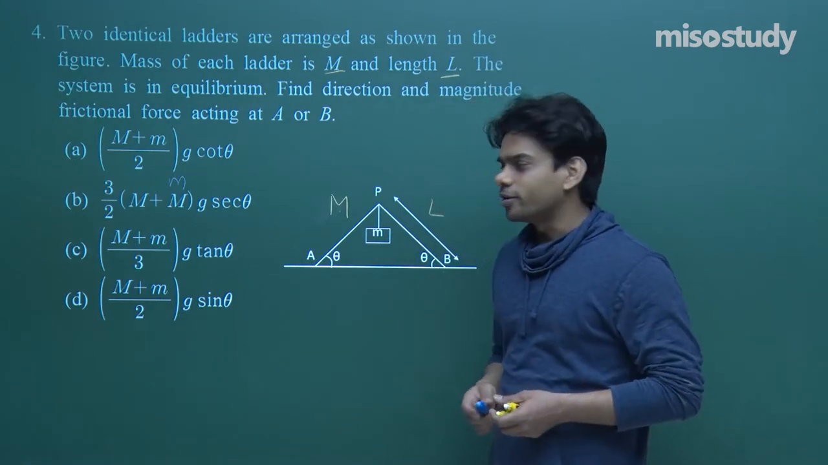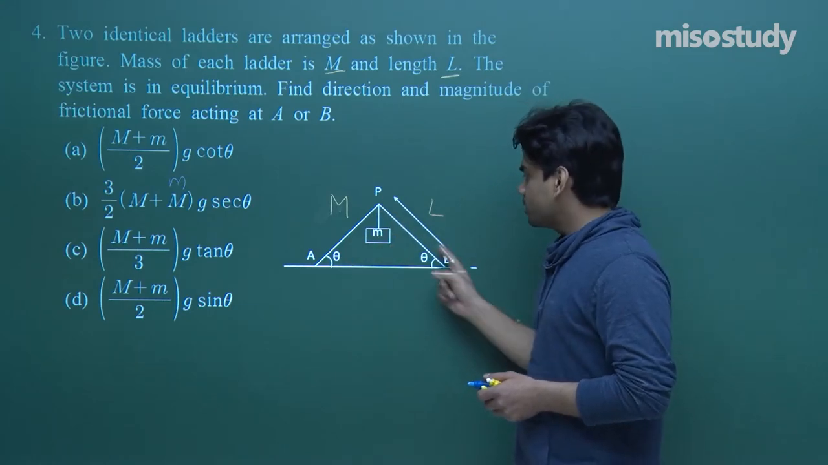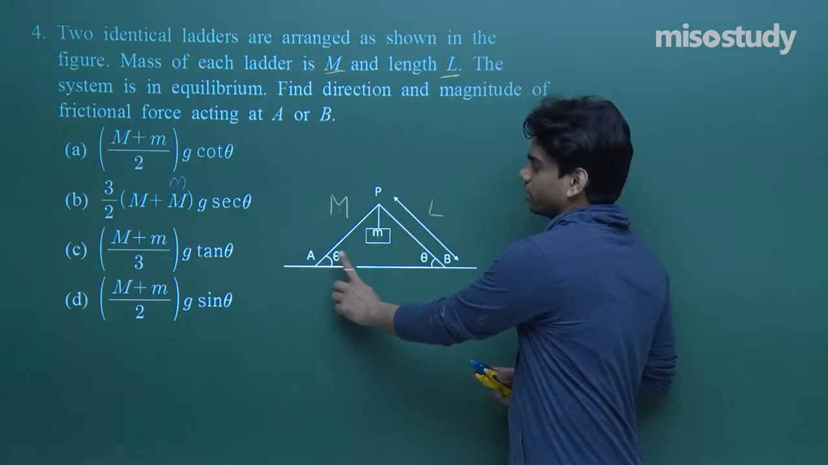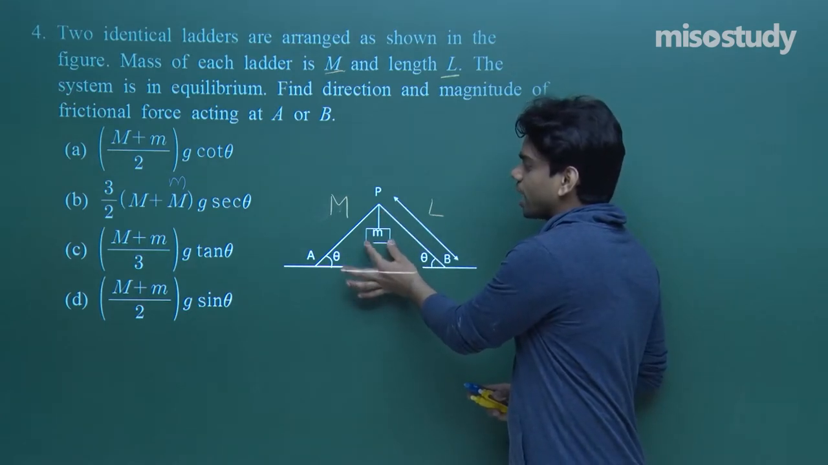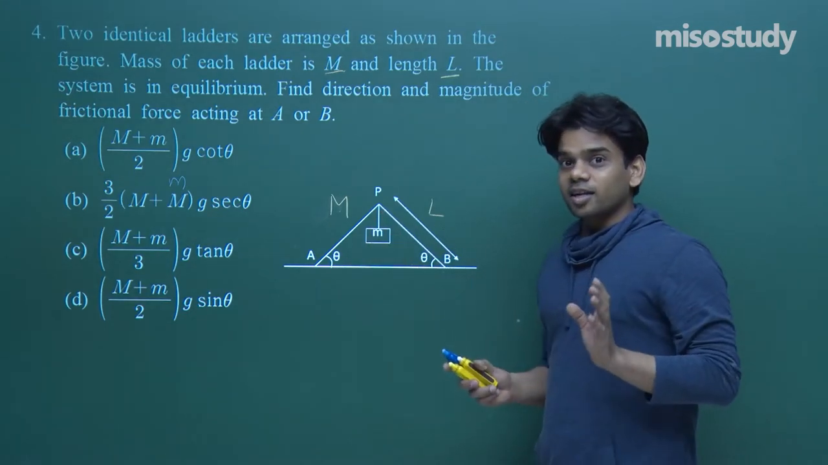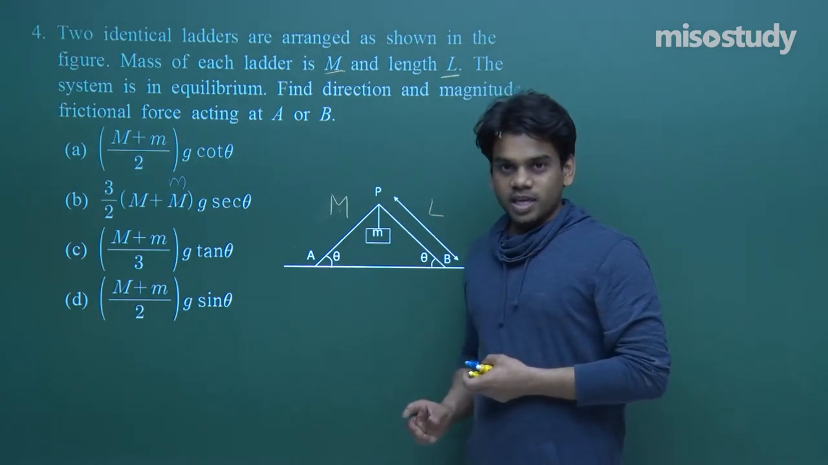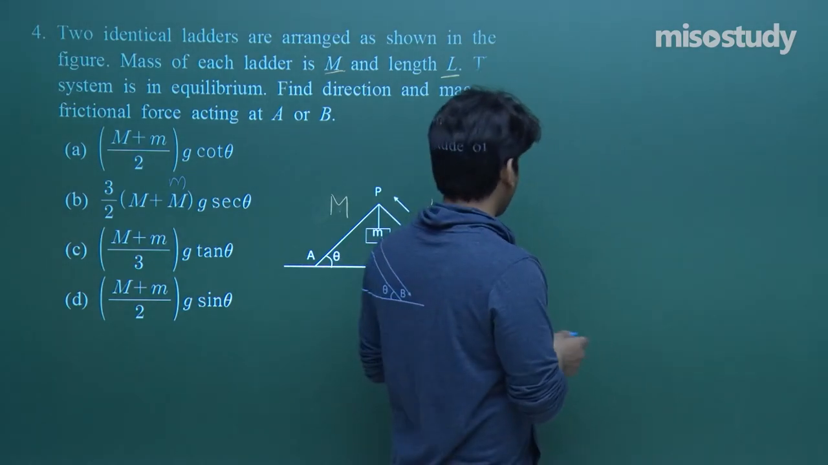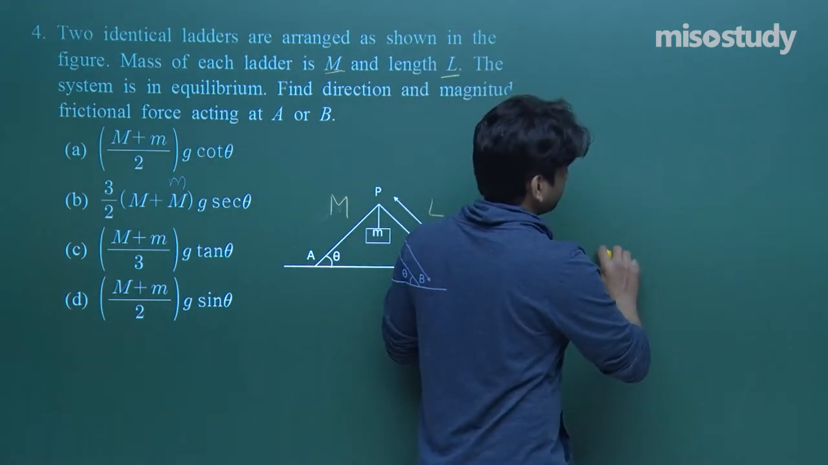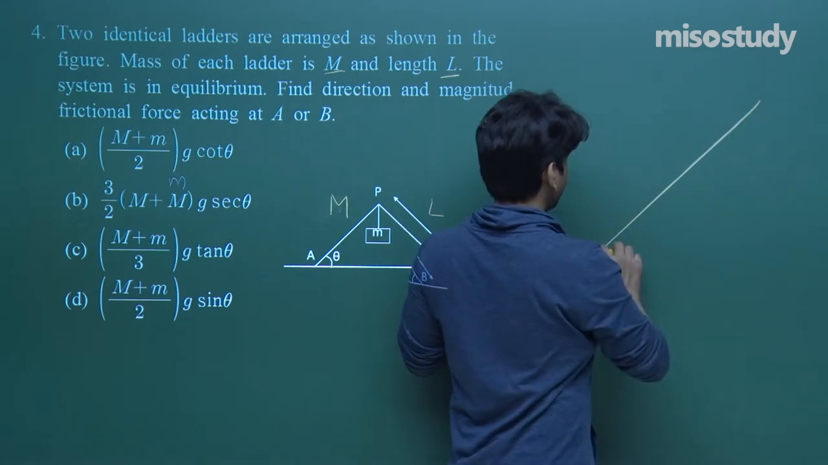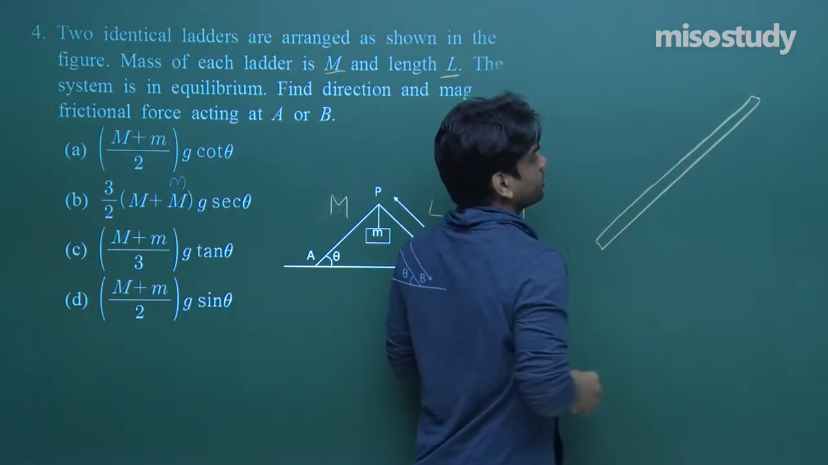Let's be very quick to solve this. You see here the case is one ladder, second ladder. You can see one ladder at this point and the second ladder is here. This small mass m is hanging here and it is in equilibrium. So if I draw only one of the ladders and try to make its free body diagram, how will it look? This is the ladder that I'm interested to show you all here.